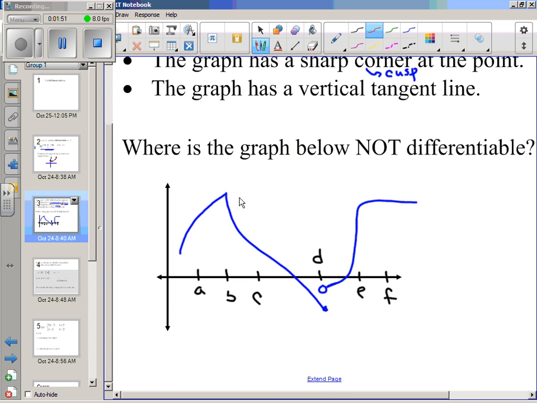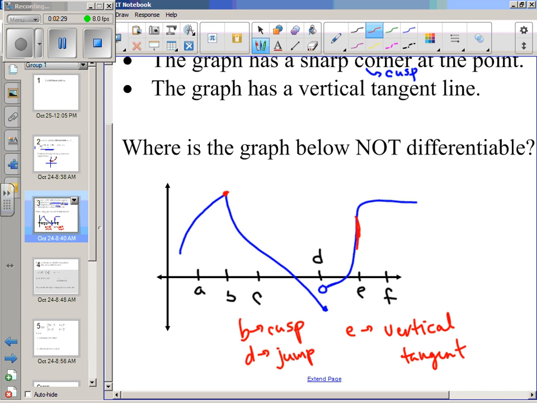So if we have this graph here, we've got three different points where this is not differentiable. The first one's at B. If you can see at B, we've got this cusp, our sharp corner. The second point is at D, where we have some sort of jump, so it's discontinuous. And then at E is our third point. If you look at E, we have a vertical tangent line there, and so that's our third form of a function not being differentiable: a vertical tangent. Okay, and that's just a general function.